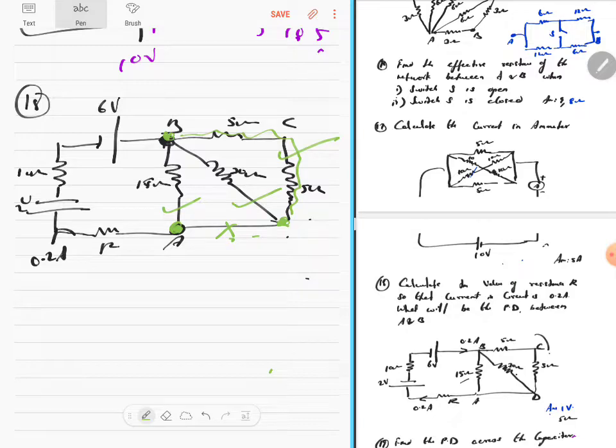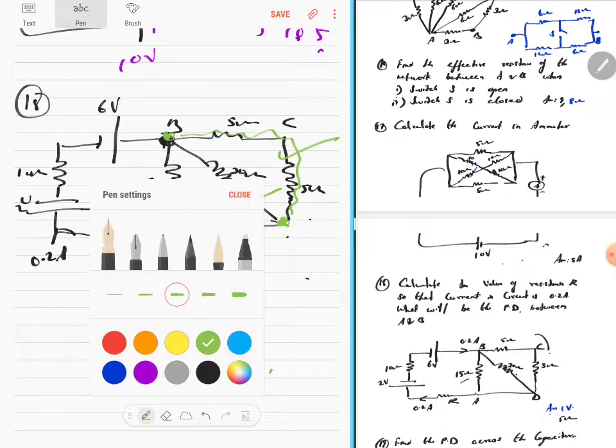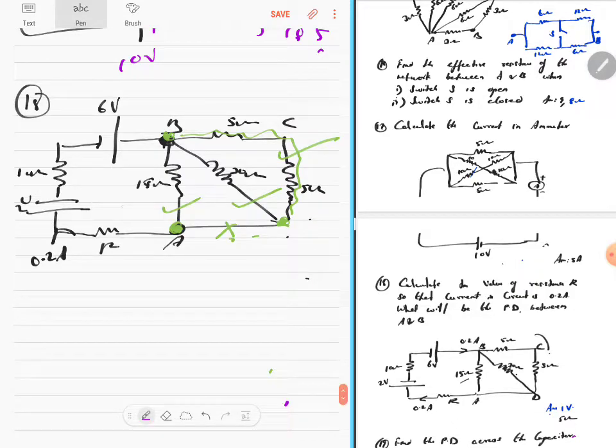So now coming back, let's do a loop rule. Let's do a loop rule only for this. What does the question say? Calculate the value of the resistance R so that the current in the circuit is 0.2 amps. What would be the potential difference between A and B? So let's consider loop rule like this.